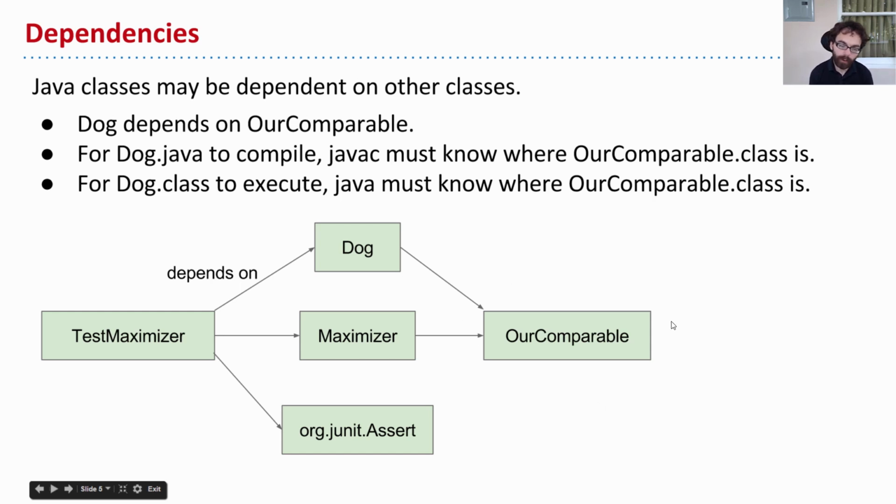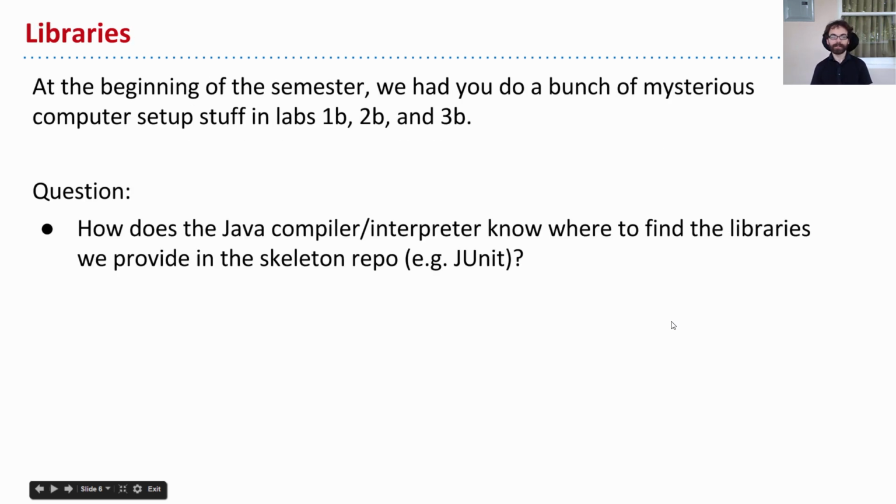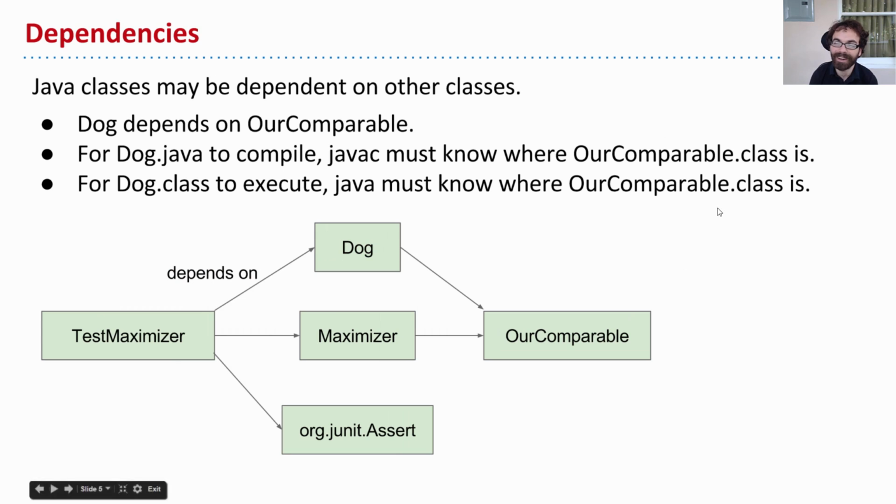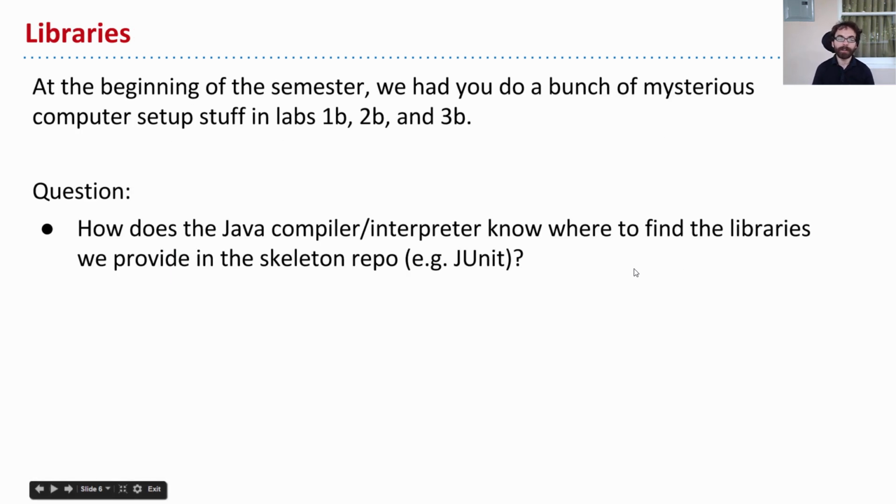Okay. So how does Java know where things are? At the beginning of the semester, we had you do a bunch of mysterious computer setup stuff, right? We had you set up IntelliJ, all that. And so the question that comes up here is, whenever you try and run a program, say javac Dog.java, how does the Java compiler actually know where to find things? Does it look at everything on your computer? What do you think? And let's just say command line here.